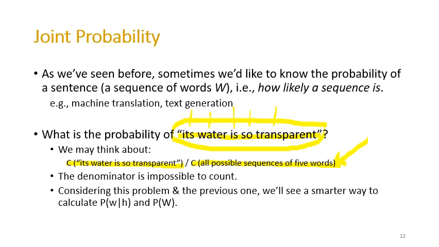Now, it's very difficult. It's impossible to count all the possible sequences of 5 words because sometimes new words appear and sometimes people are creative in changing the words and so on. And so it's just impossible. So again, this is another problem with counting. Considering this problem and the previous one, we're next going to see a smarter way to calculate P of W given H, and then P of big W, which is the probability of a sequence of words.